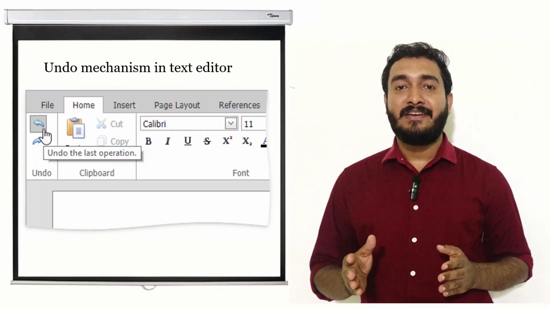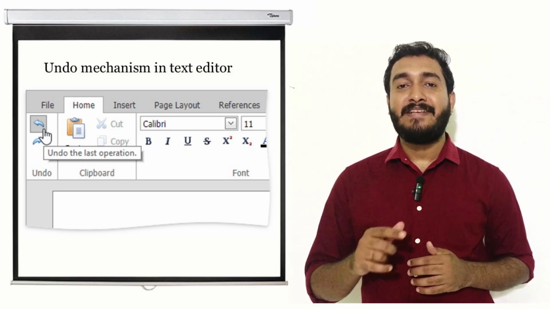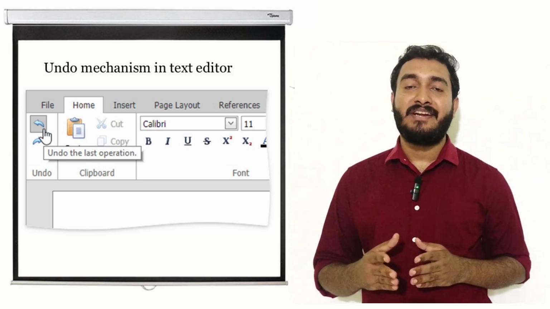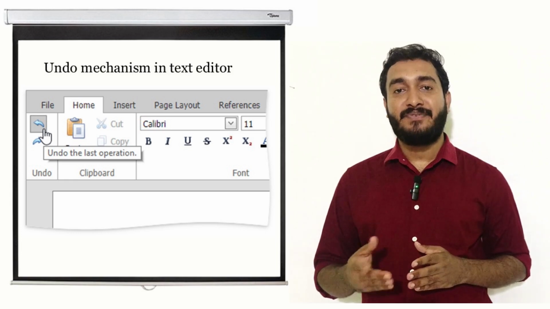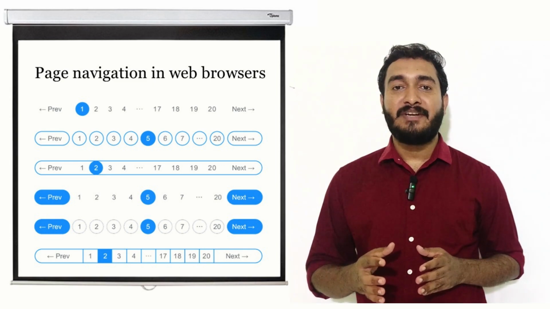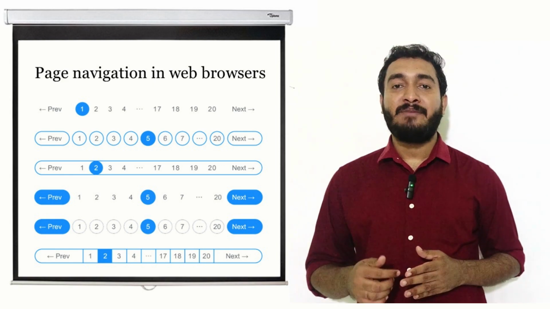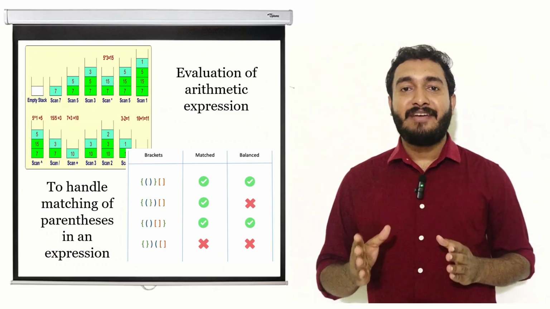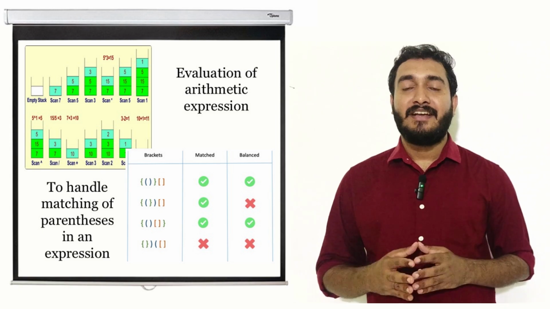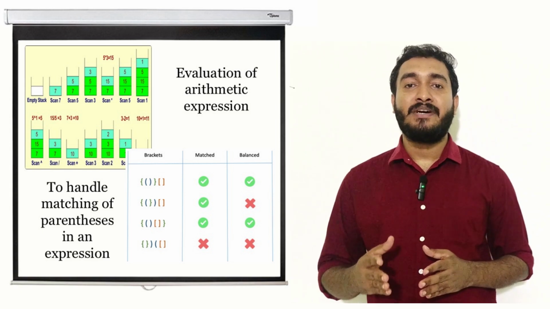The second one is undo mechanism in the text editor. Do you know the shortcut for undo mechanism in text editor? Then please comment it. When you undo something in the text editor, what changes you have done last, that will be undone first. The page navigator in web browser. When you keep visiting different pages in web browser and you press back button, you will go to the page that you visited last. Evaluation of arithmetic expression and checking the matching of parentheses. These two topics will be discussed in this chapter last in detail. So that time we will go to the topic.